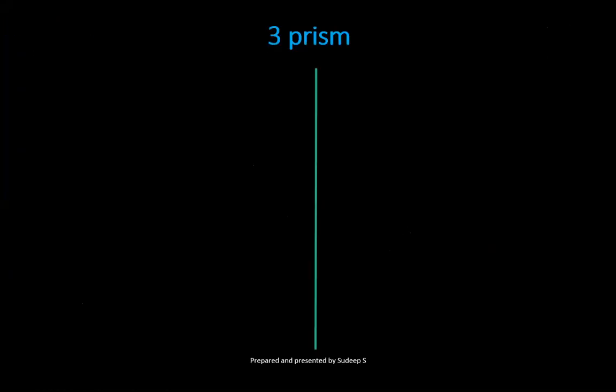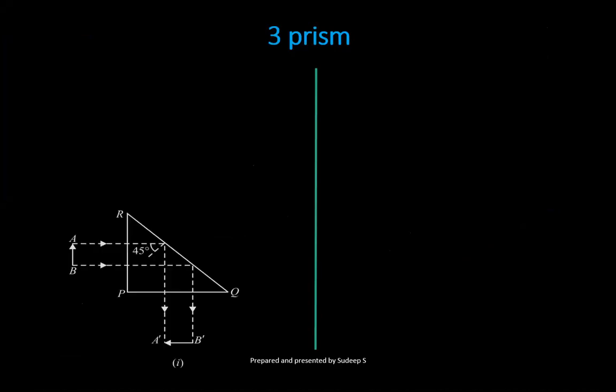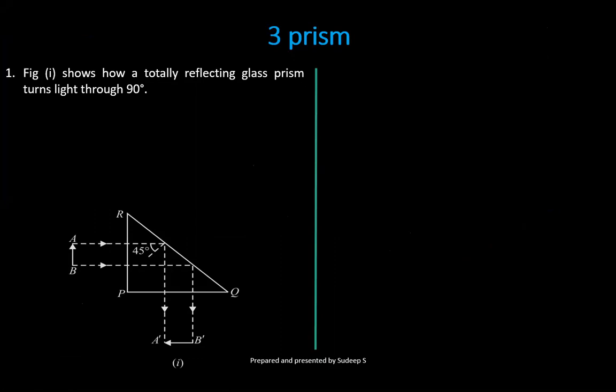Now, total internal reflection in prism. Okay, so the first here, the figure shows that a total reflecting glass prism turns light through 90 degree. Okay, so usually glass prism का जो critical angle होता है, it is around 42 degree. Okay, तो अगर मैं 42 डिग्री से, अगर इससे ज्यादा एंगल ऑफ इंसिडेंट होता है मेरा, greater than critical angle होता है, तो मुझे total internal reflection मिलेगा.